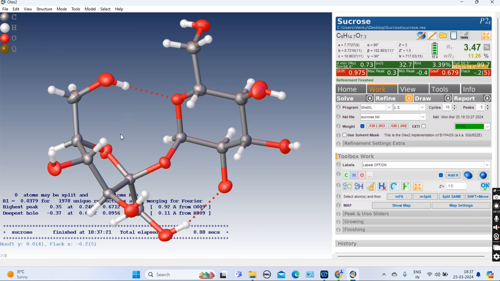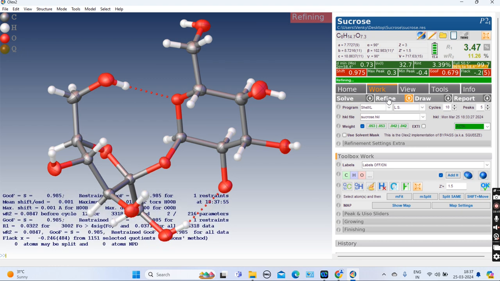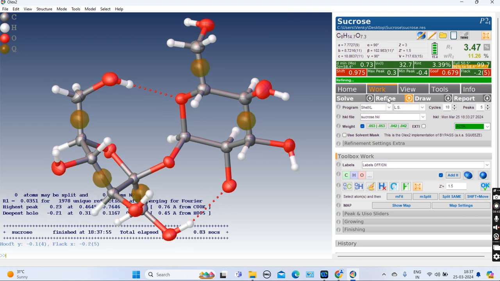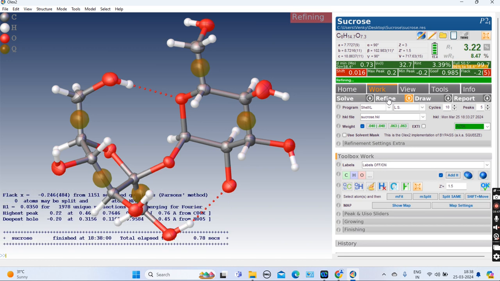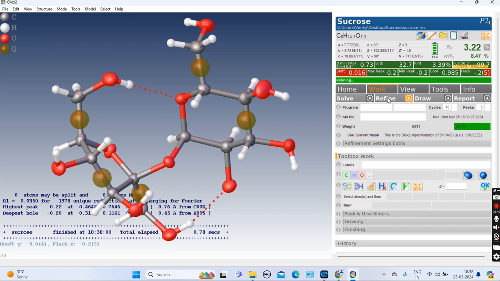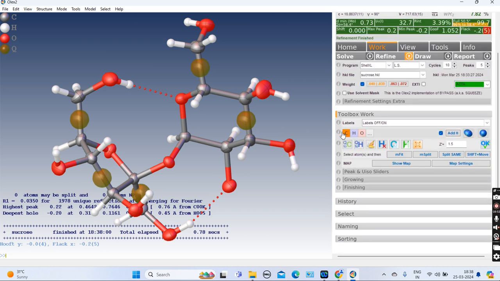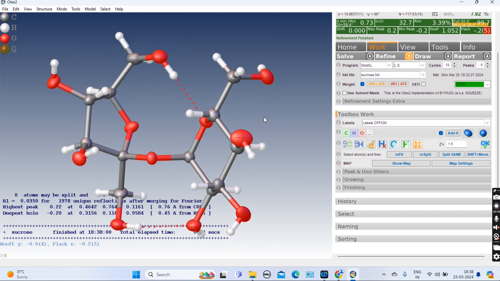In the next step, here shift is red, goof is red. We have to remove them. You can remove them by refining more number of cycles. You keep refining until they become green. So now everything is green. I think we are fine. I removed these Q peaks.